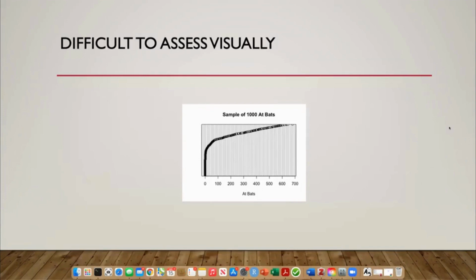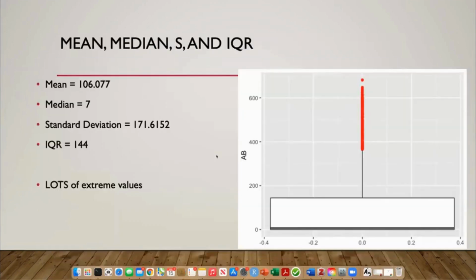So we want to know what kind of, okay, well, that's interesting, but that's still kind of hard to assess what that might be. This is a cumulative distribution of the at-bats. Oh, a lot of zeros there. A lot of zeros on at-bats. What if we were to chart it here? So we can find the mean, 106.077. So that is up here somewhere.